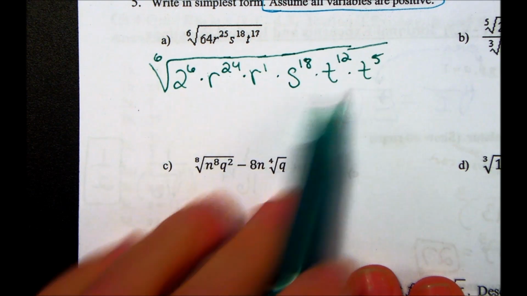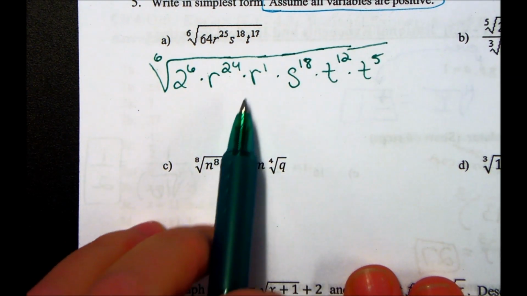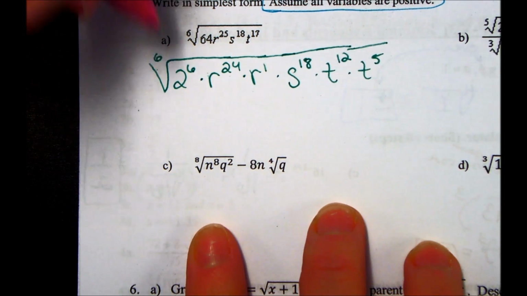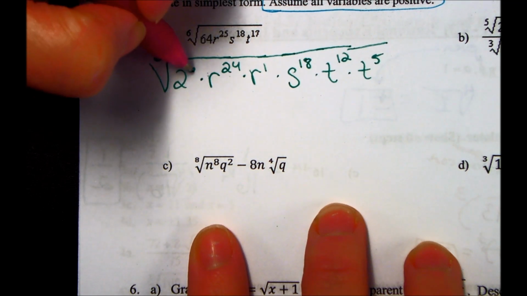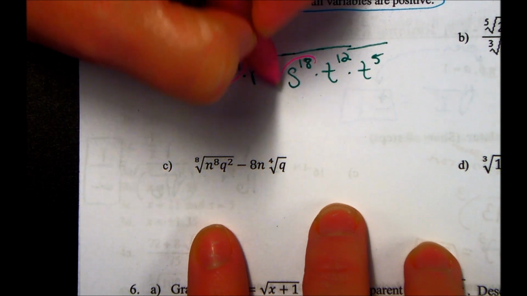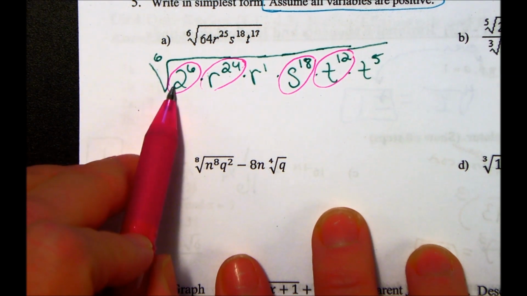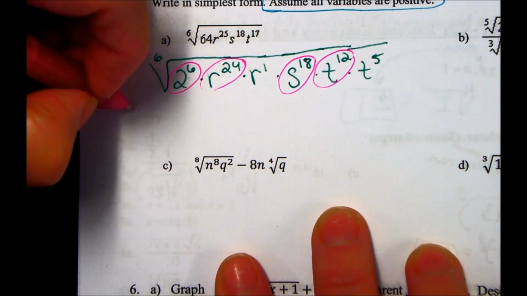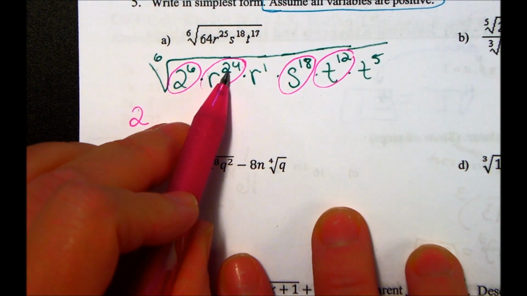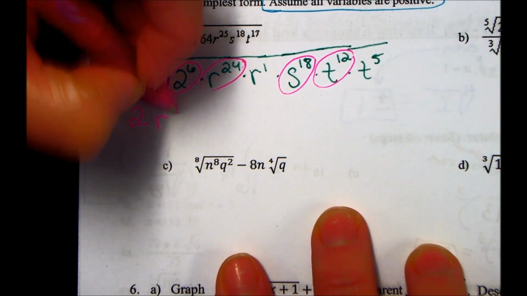So now that we've got everything factored into our perfect 6th powers and our leftovers that are not going to be perfect 6th powers, we can start simplifying. So this one is a perfect 6th power, this one is a perfect 6th power, this one is a perfect 6th power, and so is that one. So the 6th root of 2 to the 6th is 2. So that's going to go on the outside of the radical. The 6th root of r to the 24th, just divide 24 by 6, and you get r to the 4th.